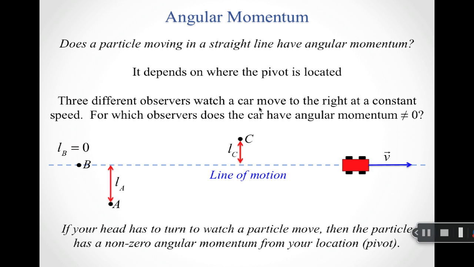So your location then becomes the pivot, and when you think about the angular momentum, the axis around which you turn your head is going to give you an indication of the direction of the angular momentum. But if you've got to turn your head so that you can watch the particle move, then you're going to measure an angular momentum that isn't zero for that particular particle.